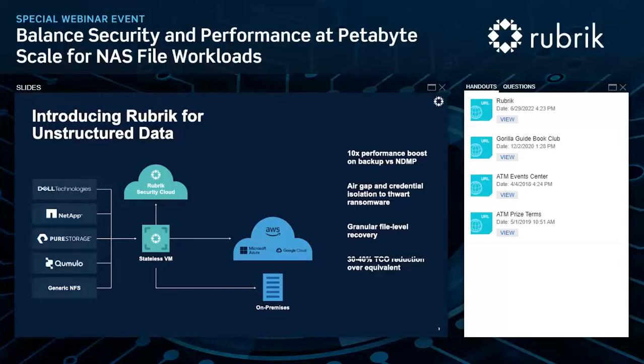And from there, you can efficiently write your backups to any NFS or S3 compatible target, either on premises or to any cloud provider. In fact, you can go directly straight to any archive tier. This solution is 10x faster than NDMP backups. It provides logical air gap and credential isolation to thwart ransomware, along with a granular file level recovery, so you can finally meet those SLAs.